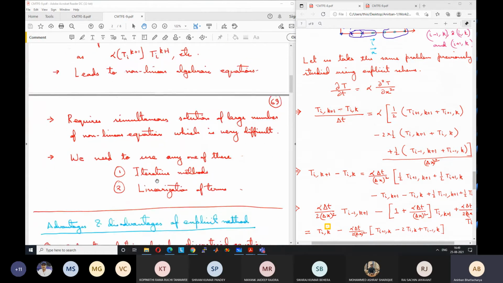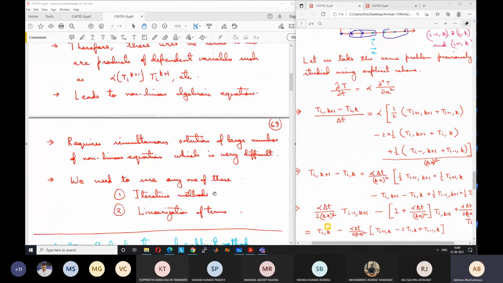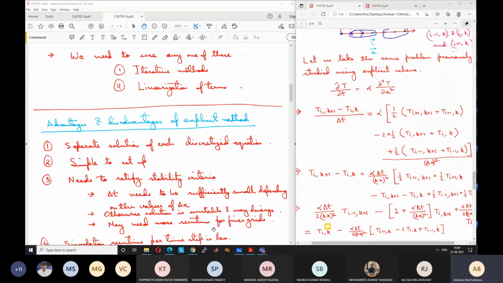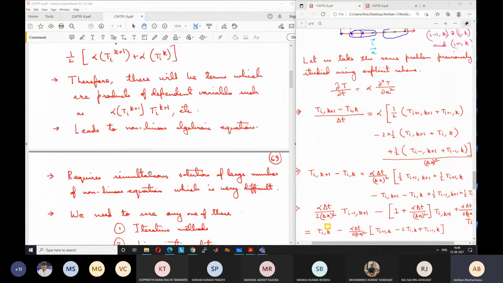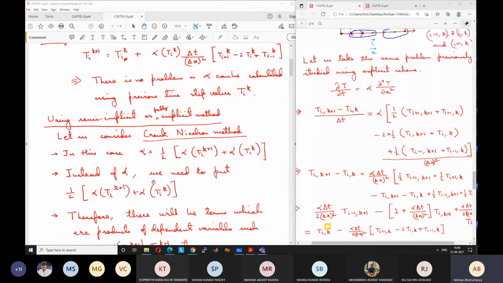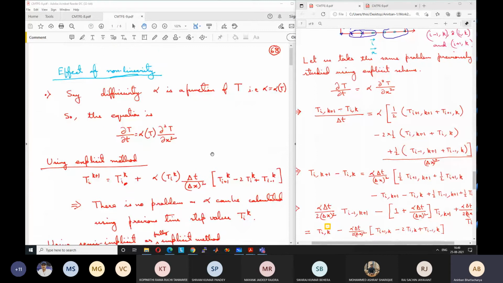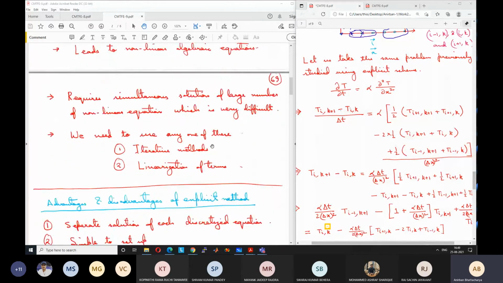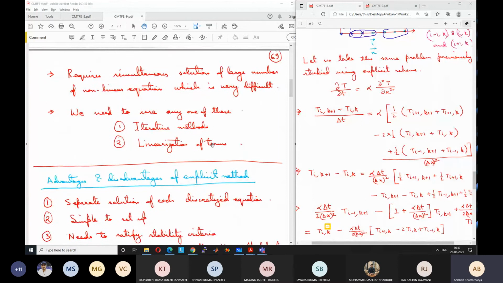Okay. Another option is to linearize the terms. We will see what linearization is later, but basically you convert it into some sort of equivalent linear form. Okay. So this is one important consideration, but this shows that we can deal with non-linearity. It's only that there is somewhat more complication in solving the equation.